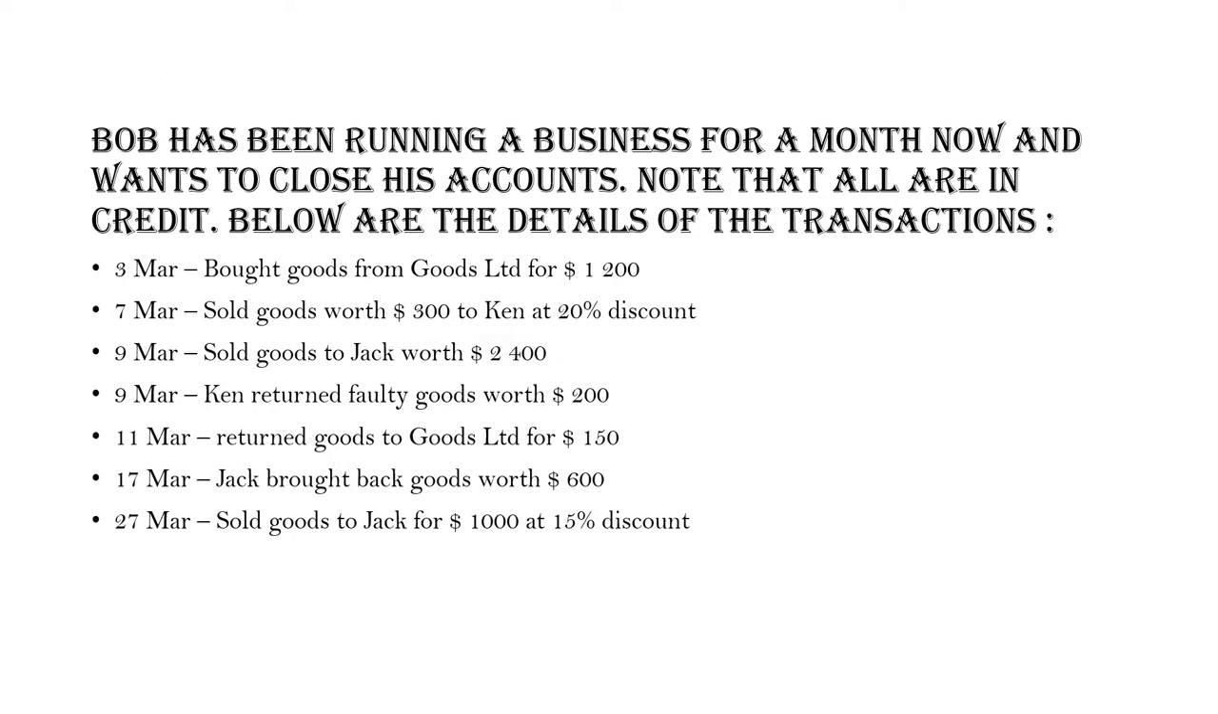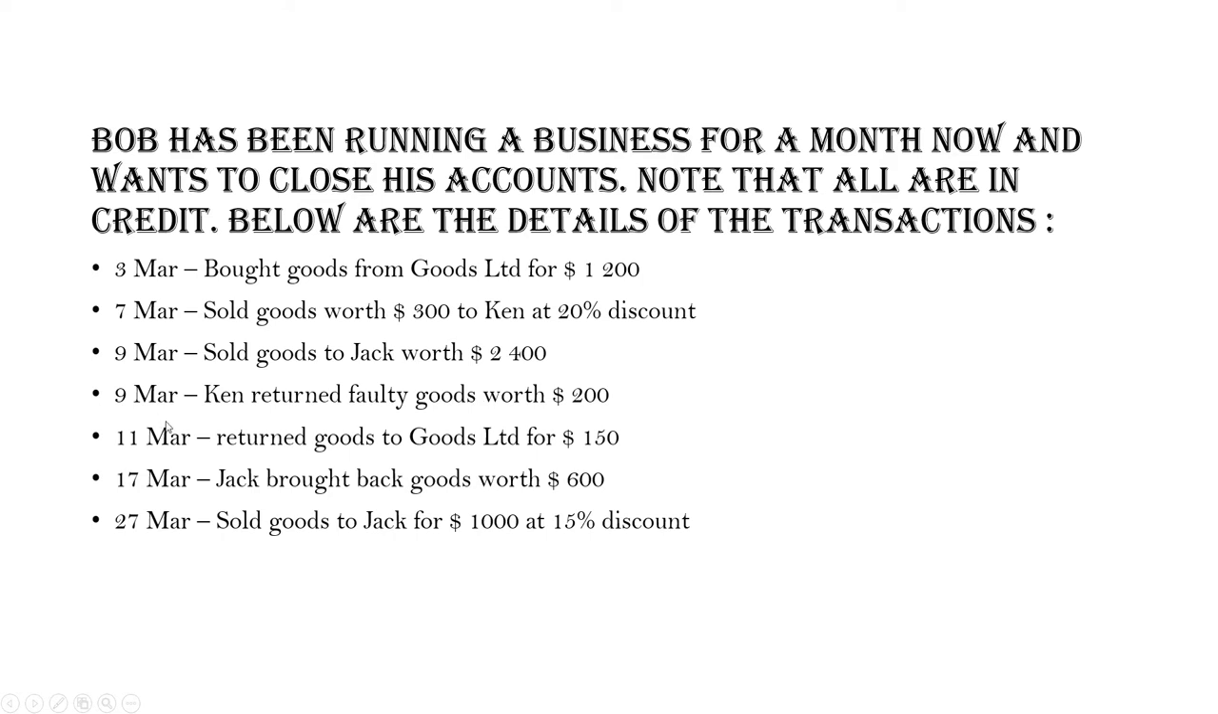Okay, this question says, Bob has been running a business for a month now and wants to close his accounts. Note that all are in credit. Below are the details of the transactions. Okay, so on 3rd March, he bought goods from Goods. Okay, so 7th, he sold to Ken. 9th, sold to Jack. 9th, Ken returned some goods. Okay, so we might have sold some bad stuff, or he has his reasons.